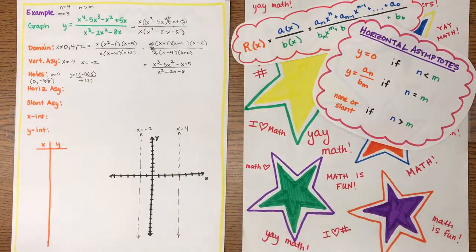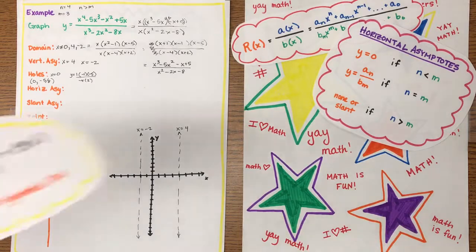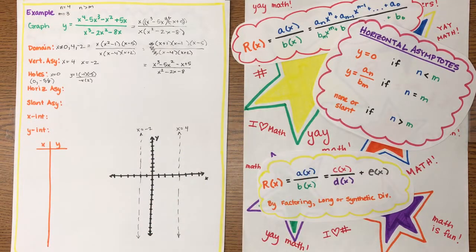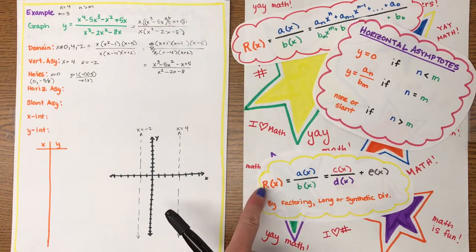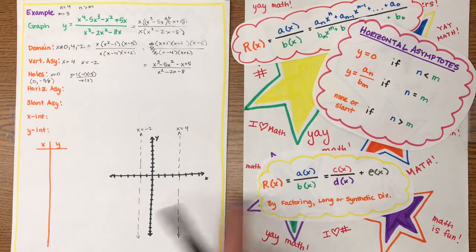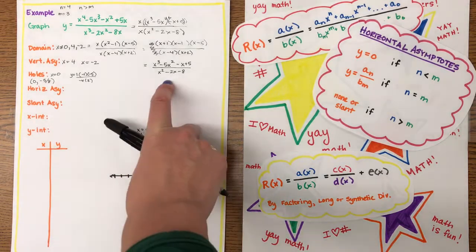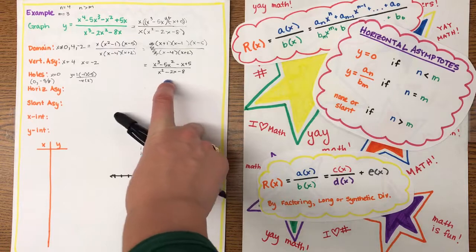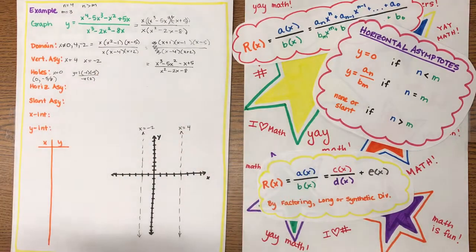When we have the numerator a higher degree than the denominator, we need to simplify this equation by factoring, long division, or synthetic division. I already factored to simplify as much as I could, so now I need to use long or synthetic division. In this case, my denominator is not set up to do synthetic division, so I'm going to need to do long division.